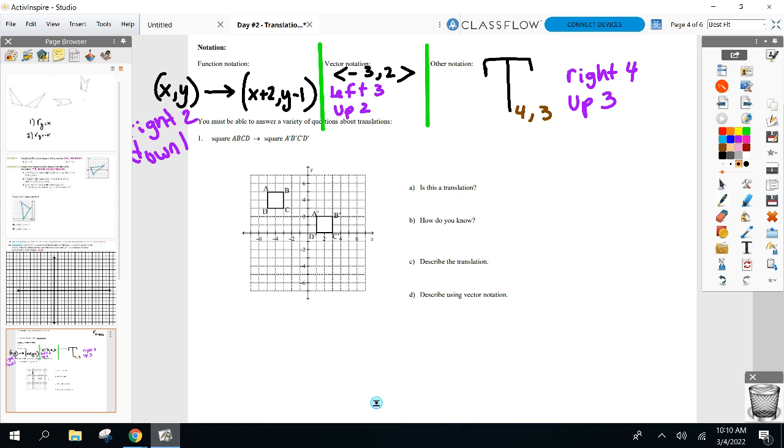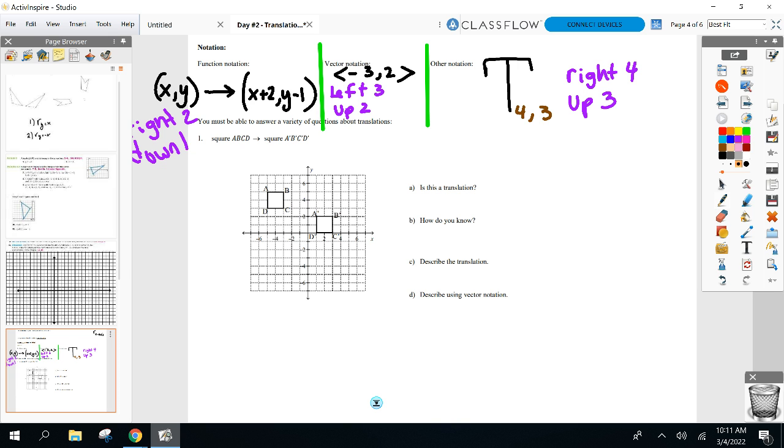Can you give me a little direction and distance from A to A prime? I am going to go to the right. How many units? Oh, I was counting from B. Yep. A to A prime. Right 6 and down 3. Okay. So from A to A prime, I go right 6 down 3.